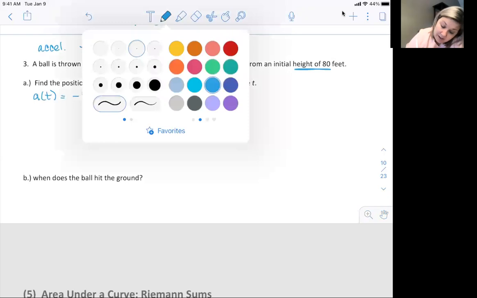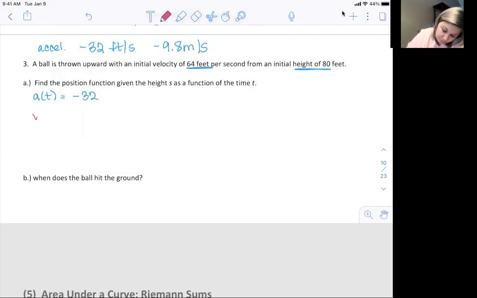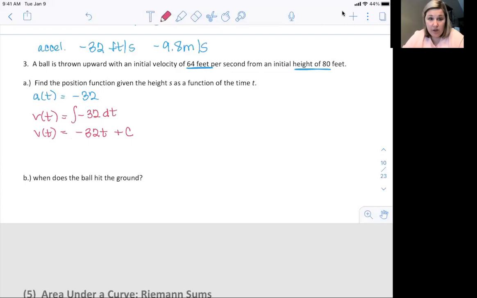Now, if I want to get to V of t, that's going to be the antiderivative of negative 32 dt. Why dt? Because t is the variable we're using with respect to time, so our variables are all in terms of t. That's an easy integral. We get negative 32t plus c. That's our general velocity equation.